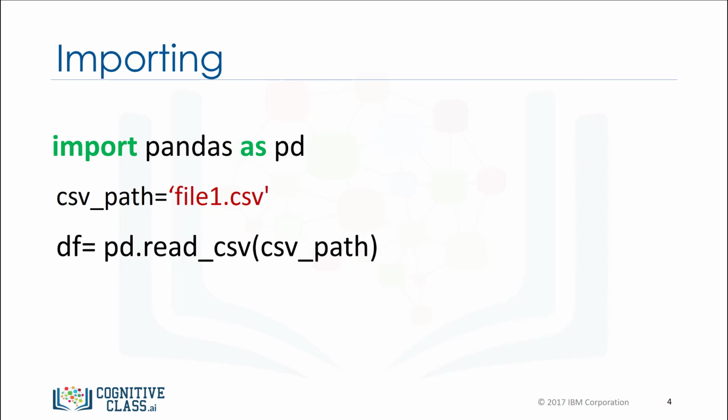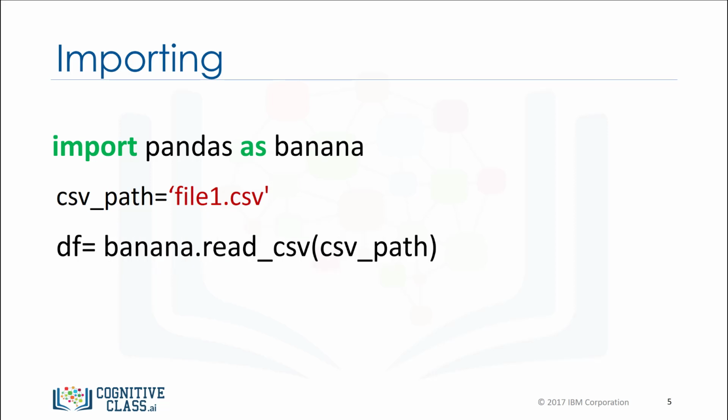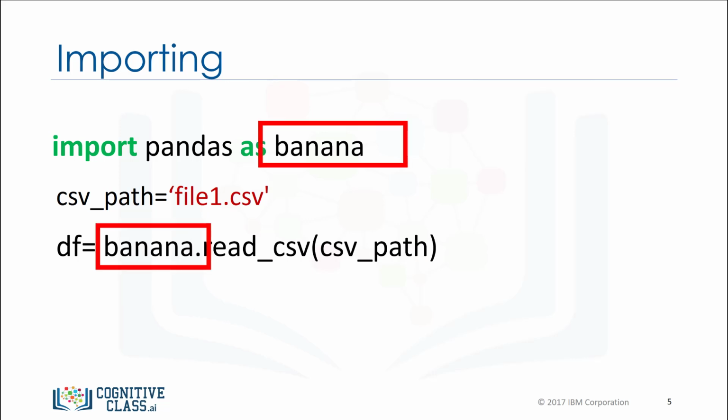Typing pandas all the time may get tedious. We can use the as statement to shorten the name of the library. In this case, we use the standard abbreviation pd. Now we type pd and a dot followed by the name of the function we would like to use. In this case, read_csv. We are not limited to the abbreviation pd. In this case, we use the term banana. We will stick with pd for the rest of this video.